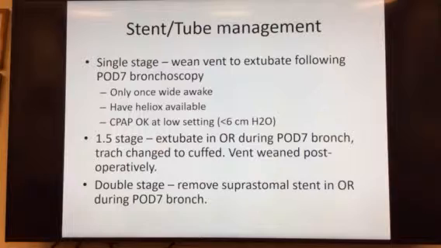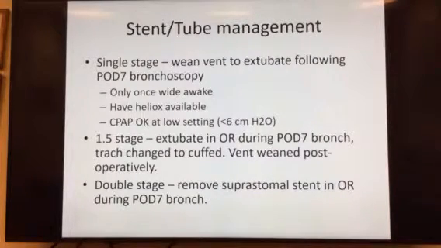As far as 1.5 staging, you'll extubate these patients in the operating room during the post-op day 7 bronch, and you'll change their trach to a cuffed trach. And so then the vent can be weaned post-operatively, and you can take that cuff down when they're ready.